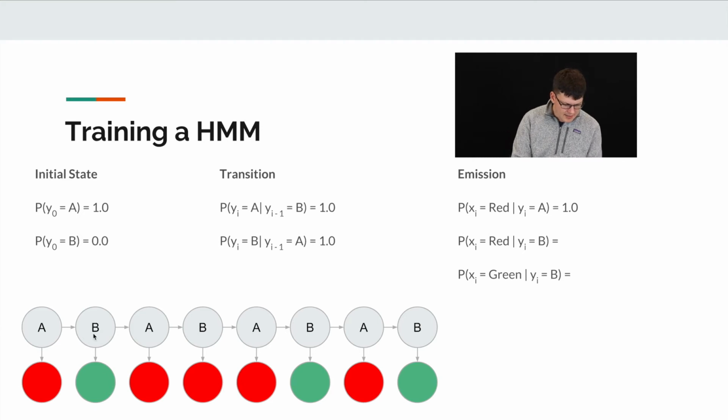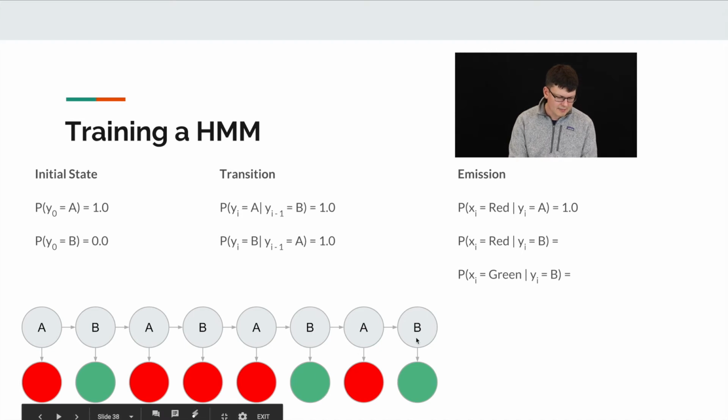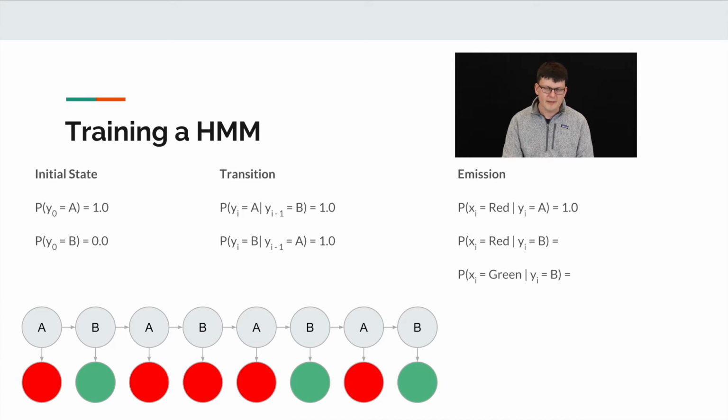All right, what about B's? B's are a bit different, right? This B emits a green, that B emits a red, and then these two over here also emit greens. So we have 3 greens and 1 red. What's the probability of red given that we're in state B? Well, we were in state B 4 times, and we saw 1 red, so that's a quarter. And similarly, what's the probability of emitting green given that I'm in state B? Well, that's the number of greens emitted divided by the number of times I was in state B. So that's 3 divided by the 4 times I was in B, so that's 3/4, which you'd expect because those two need to add up to 1.